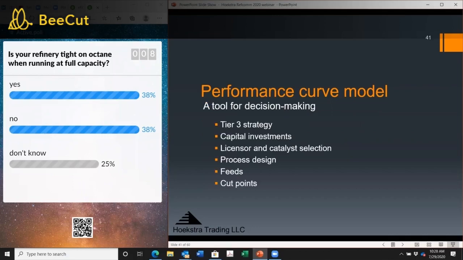The performance curve model is a 21st century tool that has been used since 2016 for decision-making on Tier 3 strategy, capital investments, licensor and catalyst selection, process design, feeds, and cut points. And if you have this gasoline desulfurizer, I hope you conclude your engineers and planners should have this tool. With an analysis of your feeds and this spreadsheet, you will be able to see and understand what's happening in your unit and make better performance estimates and better decisions for Tier 3 gasoline.